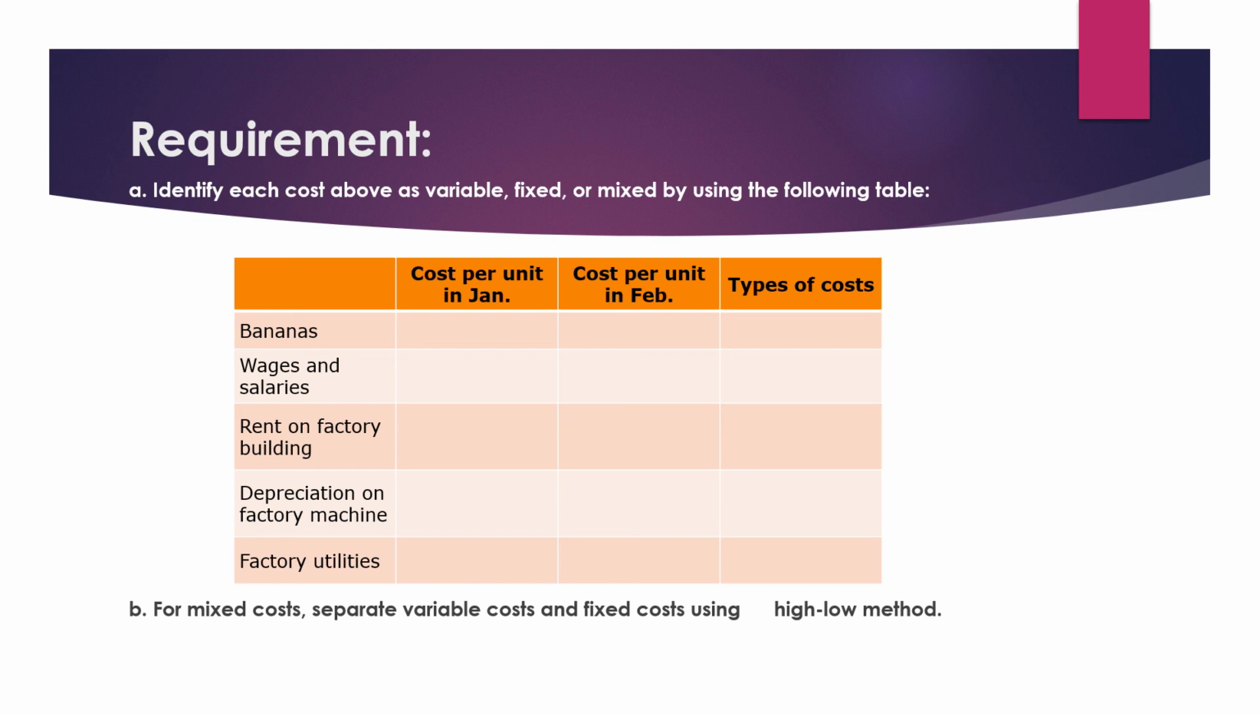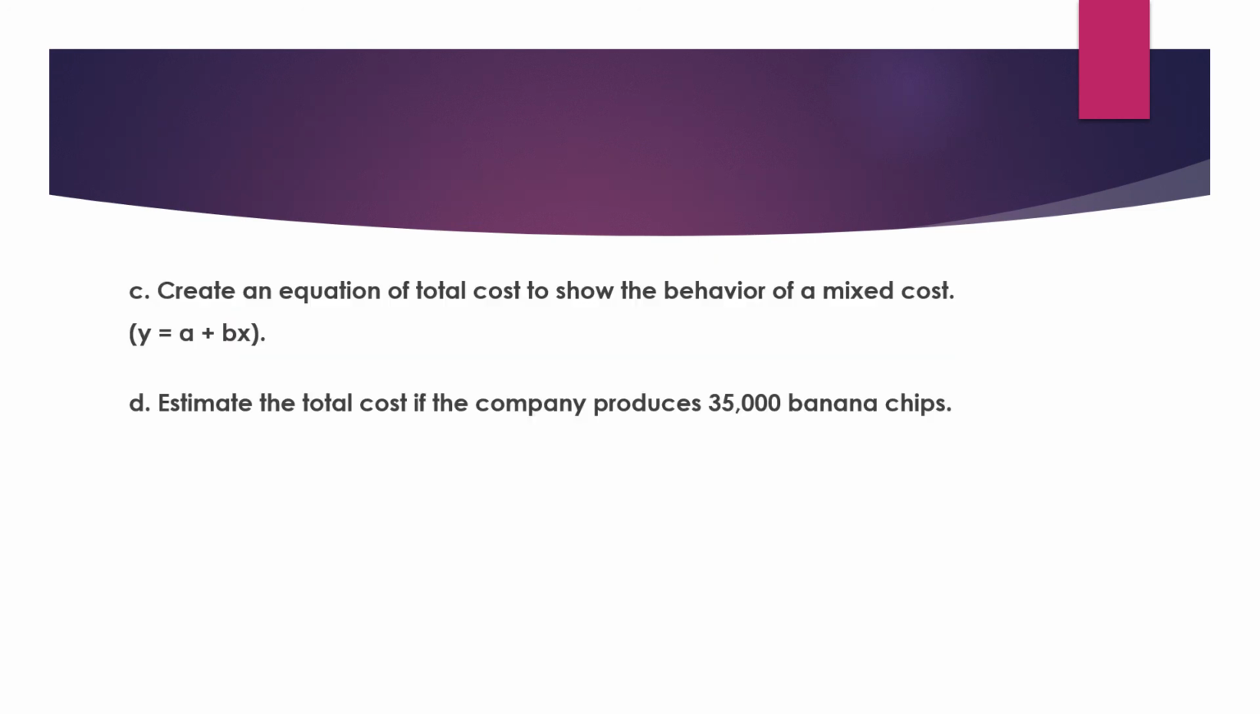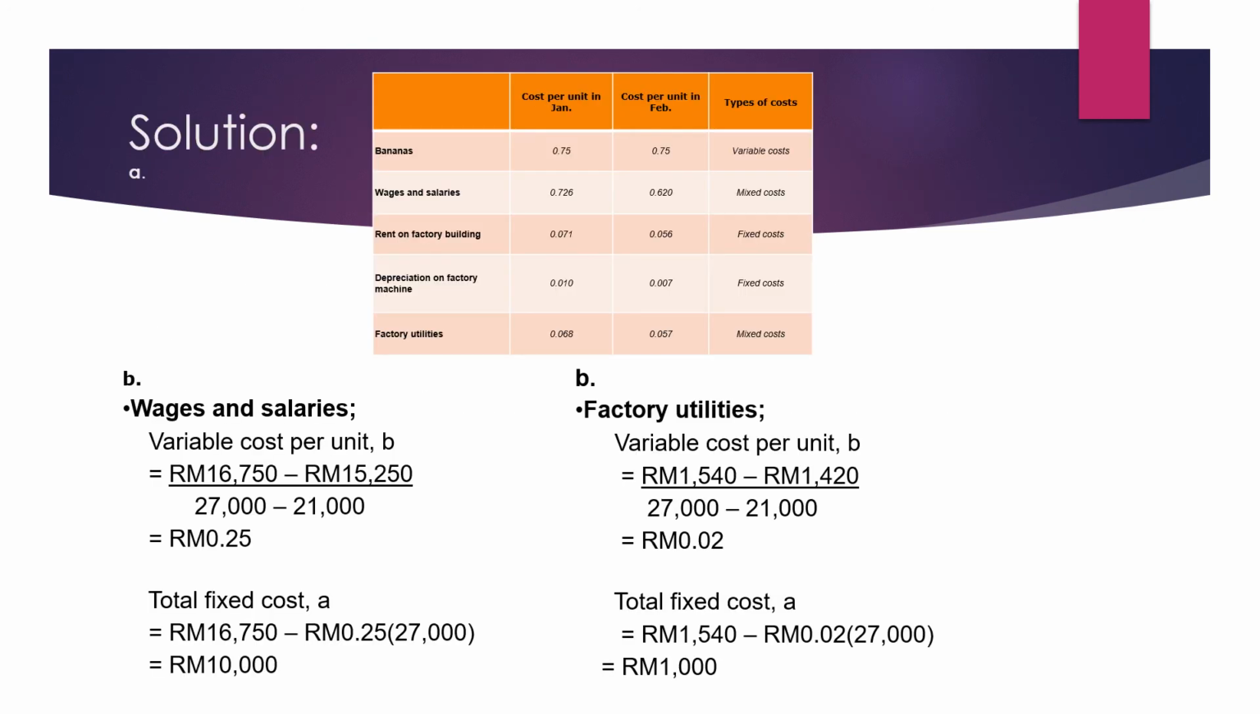Requirement A: identify each cost above as variable, fixed or mixed by using the following table. This is the table, put the answer in this table. B, for mixed cost, separate variable cost and fixed cost using the high-low method. C, create an equation of the total cost to show the behavior of mixed cost, y equal to a plus bx. And D, estimate the total cost if the company produced 35,000 banana chips. You can check your answer here.